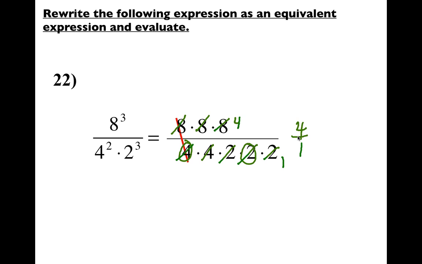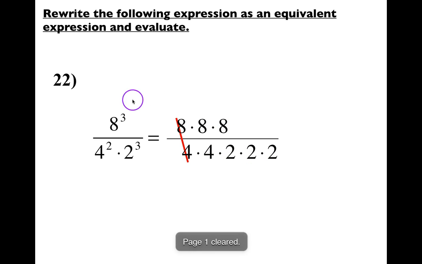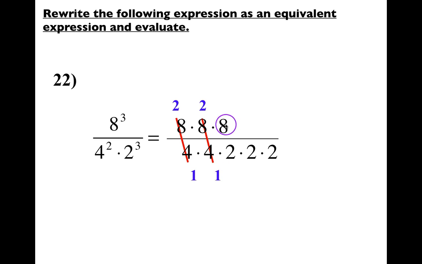Okay. Let me just show you one more example. If you want to, you can always see if they have common factors. Divide both of them by 4. 8 divided by 4 is 2. 4 divided by 4 is 1. Same thing. 8 divided by 4 is 2. 4 divided by 4 is 1. Keep going.